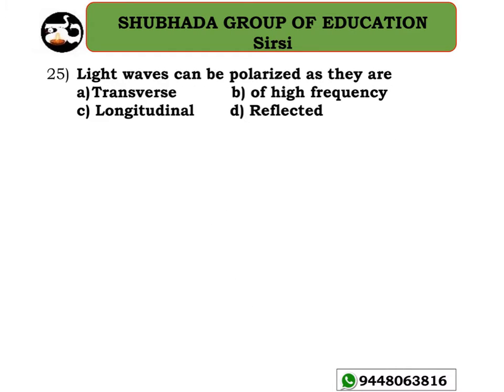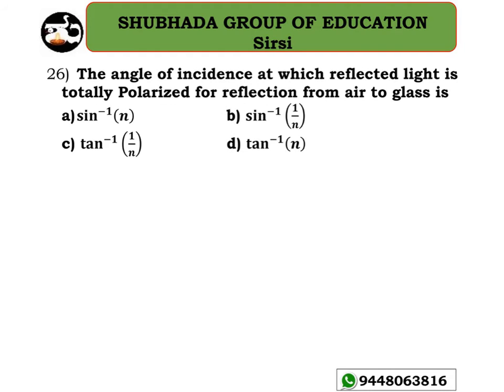Okay, so light waves can be polarized. This is basically a theory question, so light must be transverse in nature. If light behaves like a transverse wave, then it can be polarized. Okay, the next problem is: the angle of incidence at which the reflected light is totally polarized for the refraction from air to glass is the question here.